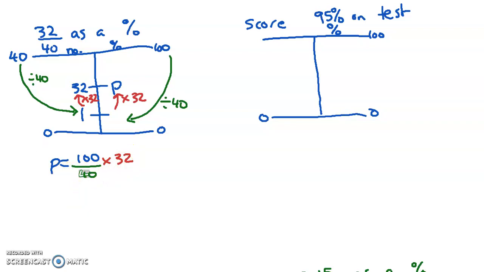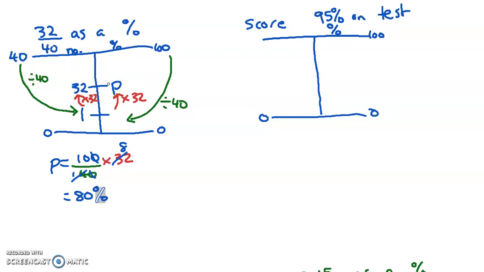Now, you can put that in your calculator and type that straight in, 100 divided by 40 multiplied by 32. Or you can cancel. If I say how many 10s are in 40, there are 4. How many 10s in 100, there are 10. But I also know that how many 4s are in 32, there are 8 in there, and that gives me 80%. So whichever way you do that, it doesn't matter. But now you know that 32 marks is worth 80%. A score of 32 marks out of 40 is worth 80%.